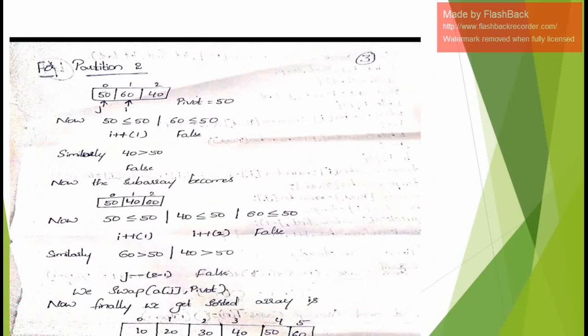Similarly, we have to apply the same method for j, that is from the last element we start comparison. 40 greater than 50. The condition is false. So the j value is fixed in its position, that is at the initial position j is equal to 2. Since now j is greater than i, that is i less than j, we have to swap a of i with a of j, that is a of 1 with a of 2. Now finally the subarray becomes 50, 40 and 60.